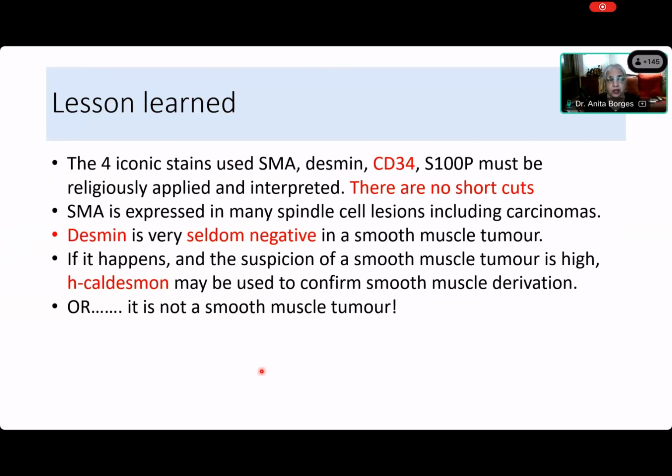There are no shortcuts. SMA is expressed in many spindle cell lesions, not only in smooth muscle tumors, including carcinomas, and desmin is very seldom negative in a smooth muscle tumor. So the moment that desmin was negative, somebody should have thought, what is this funny smooth muscle tumor in which there is no desmin? In case desmin is negative, and once in a blue moon it does happen, then if you think this is a smooth muscle tumor, please do HCAL desmin. If HCAL desmin is strongly positive, then it confirms smooth muscle derivation. If it is negative, then it is not a smooth muscle tumor, exactly like how our tumor was. Our tumor was a gastrointestinal stromal tumor.